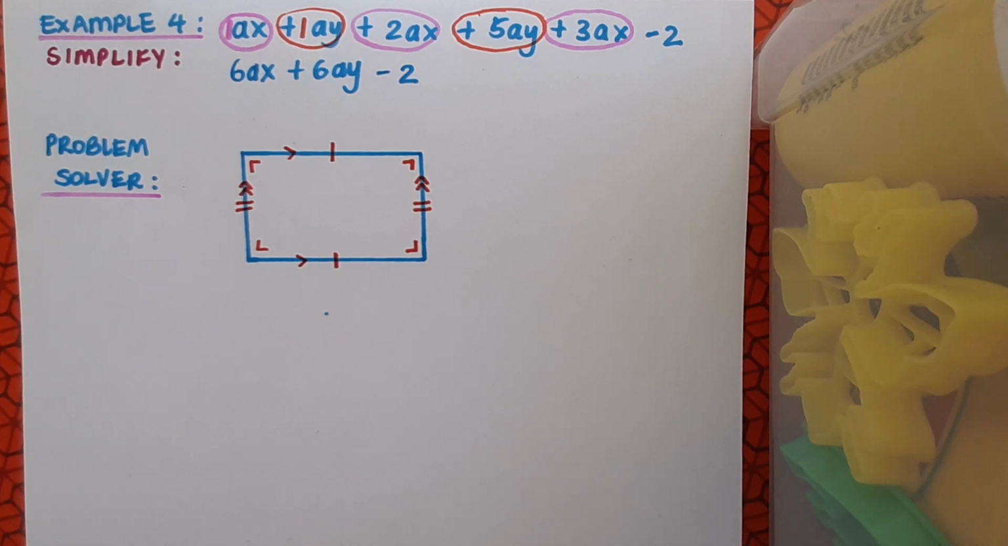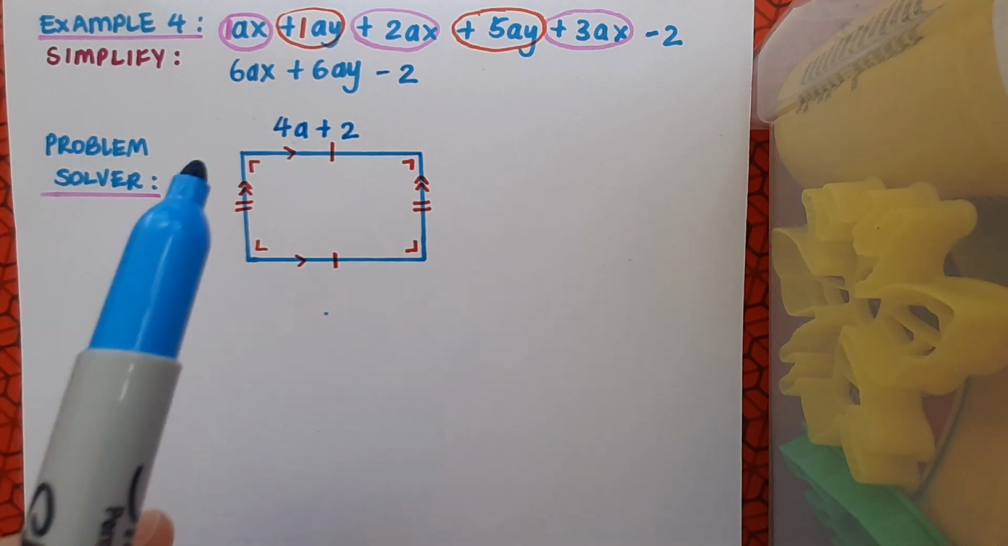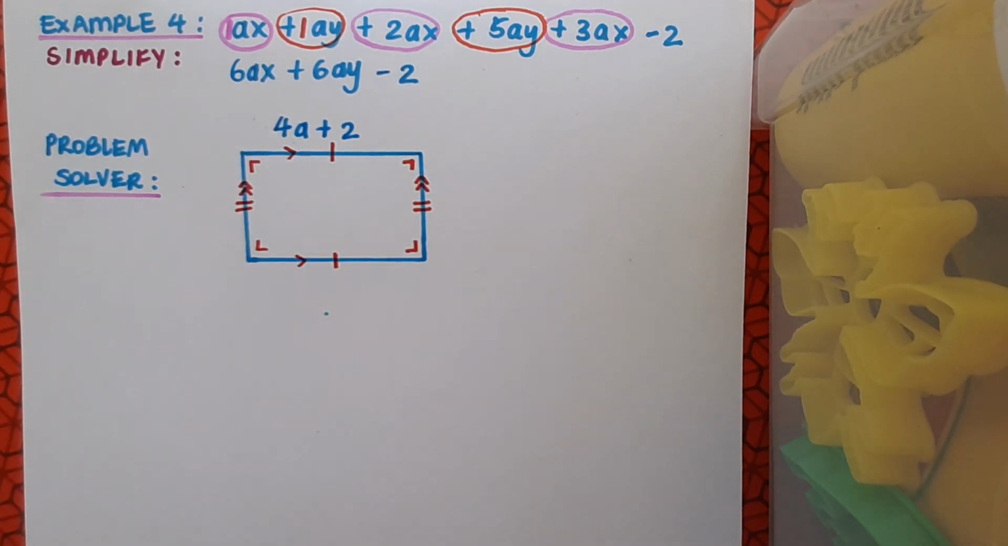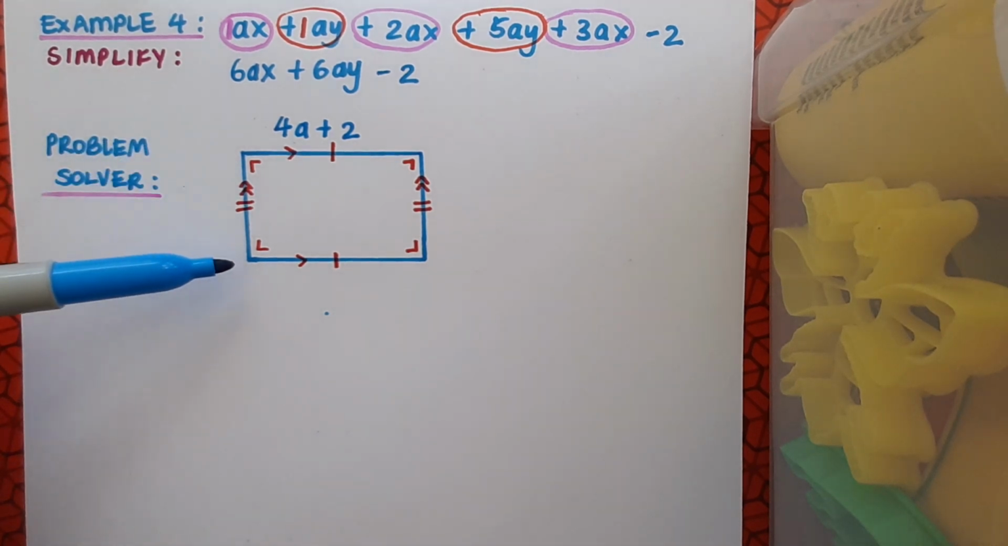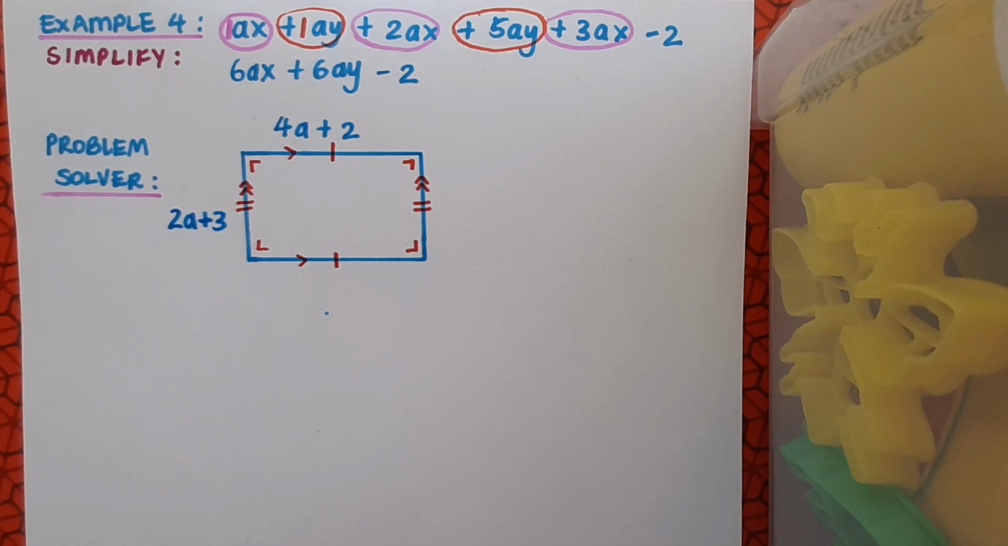So I'm going to tell you for a fact that this top side of my rectangle is 4a plus 2 units long. And I'm going to tell you that this side of my rectangle is 2a plus 3 units long. Now, I'd like you to take a moment and look at this rectangle and see, on the basis of this information, is there any more that you could fill in?